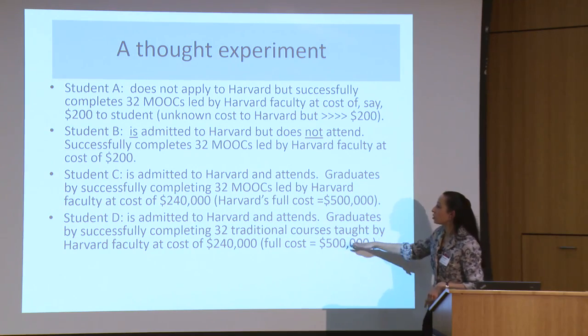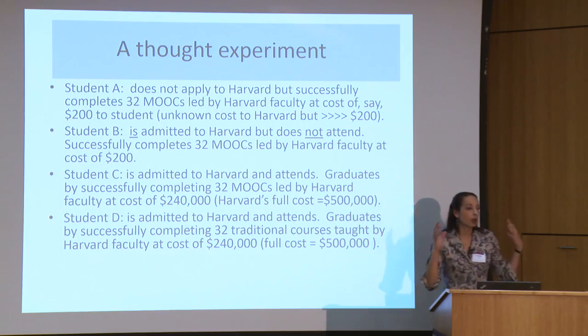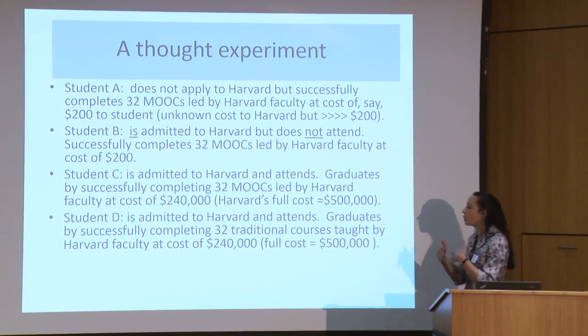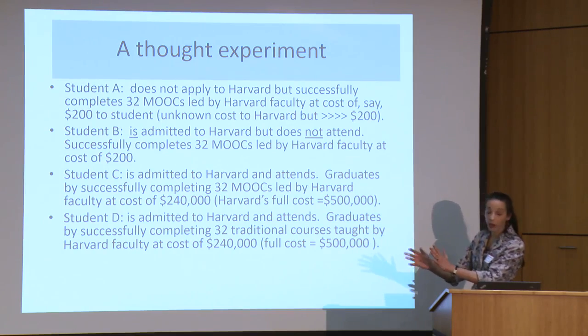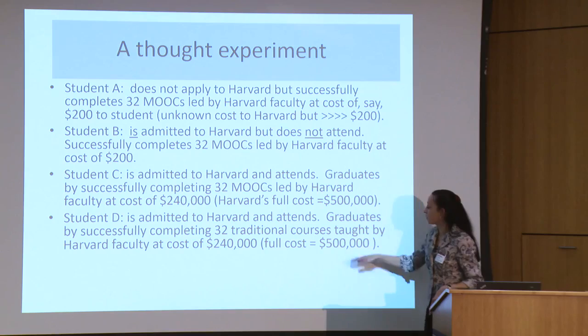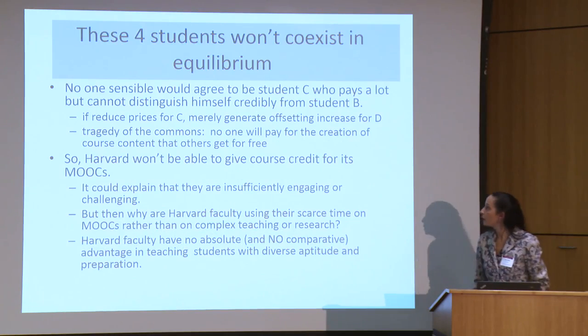Okay. And student D is admitted to Harvard and attends and successfully completes 32 traditional in-person courses, or courses that don't fit the MOOC model anyway. They might be partly online, but they're not MOOCs, okay? All right, and also pays $240,000 at a full cost of about $500,000. All right, so now that's my thought experiment.